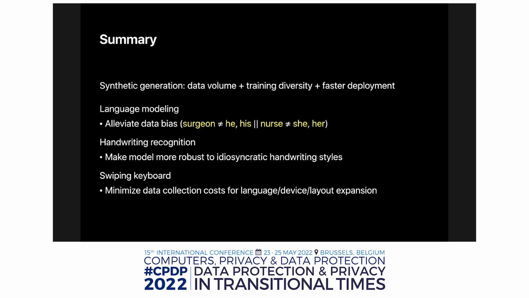And in swiping keyboard input, it helps reduce expansion costs by minimizing data collection across multiple languages, multiple physical devices, and also associated keyboard layouts. So we can conclude that data synthesis has a useful role to play in alleviating well-documented AI concerns like bias, brittleness, and overconfidence. And all of that, of course, while preserving privacy.